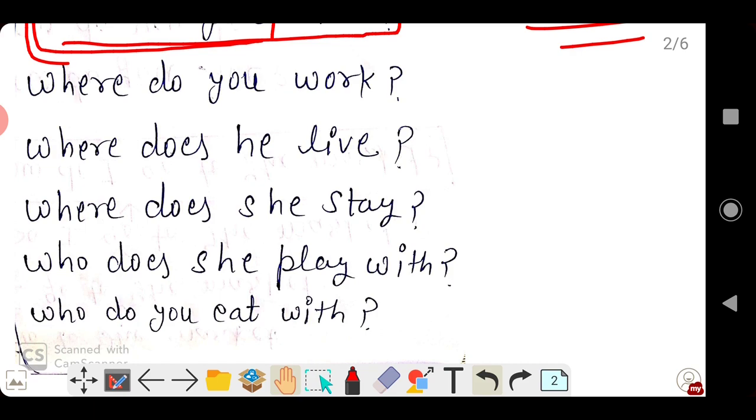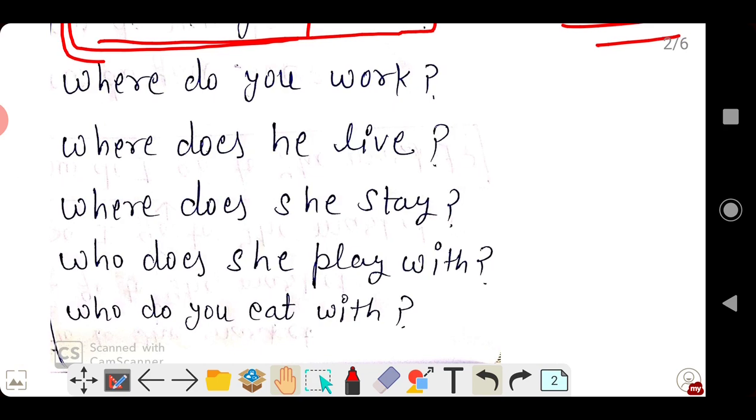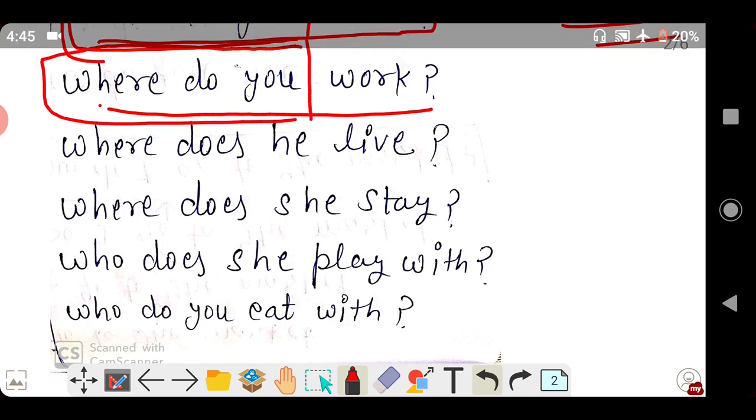Where do you work? This is again a common line. Where do you work? Again, where do you? Just catch this. Where do you work? You are meeting with someone, and you ask where does he live, where does he work. You are meeting for the first time in your life, so you can ask in this way. Where do you work?